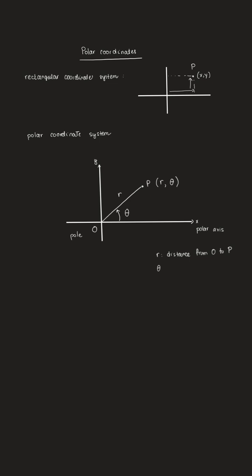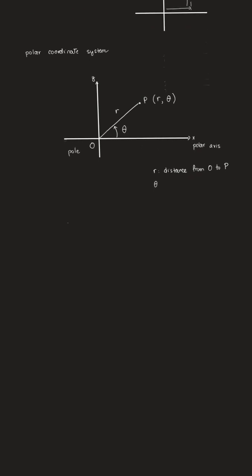positive x-axis. A quick note here: just like with trigonometry, if theta is greater than 0, then we are going in the counterclockwise direction, starting from that positive x-axis. And if theta is less than 0, we go in the clockwise direction from the positive x-axis. And r can have positive or negative values.